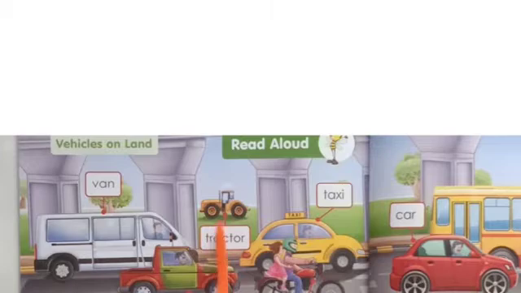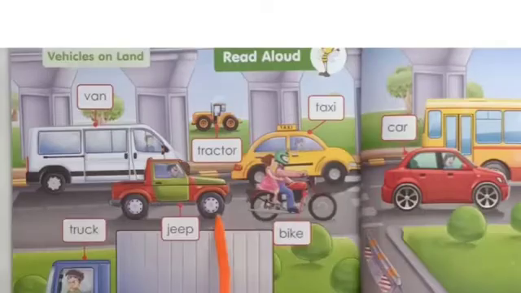Now tell me, which vehicle is this? This is a tractor and tractors are mostly used in fields. Tractors का ज़्यादातर use कहाँ होता है? खेतों में. Now tell me, which vehicle is this? This is a jeep and this is a bike.